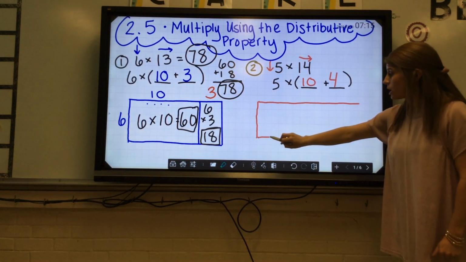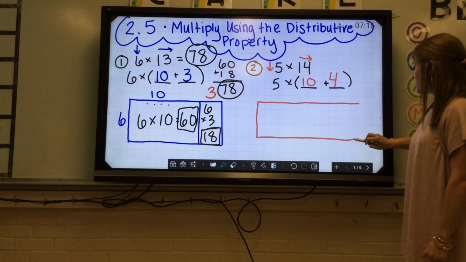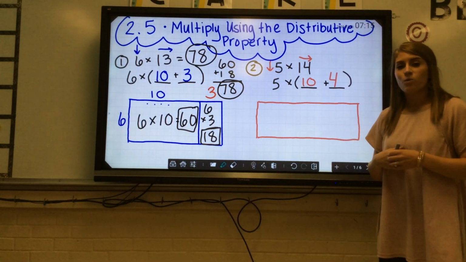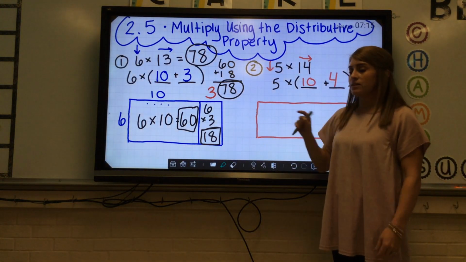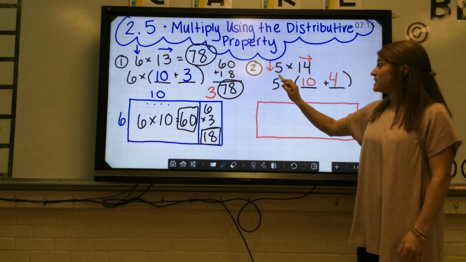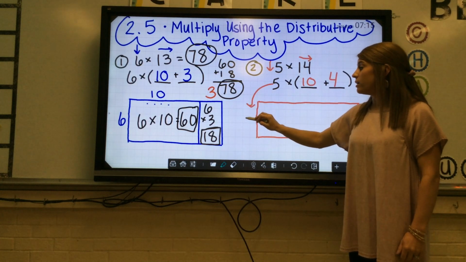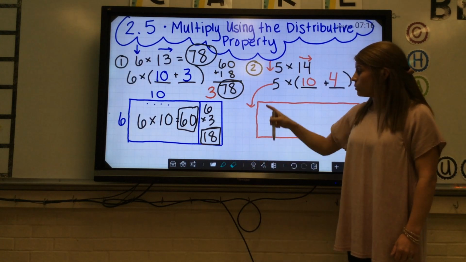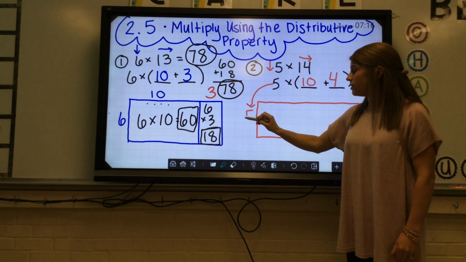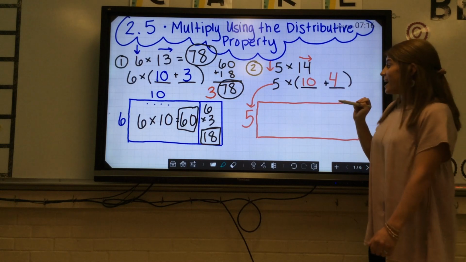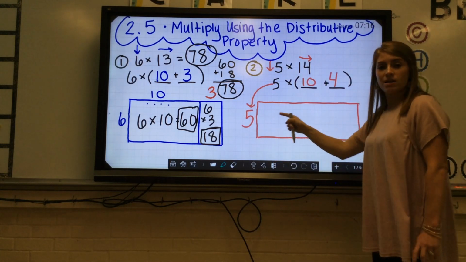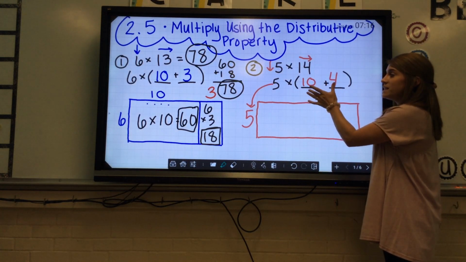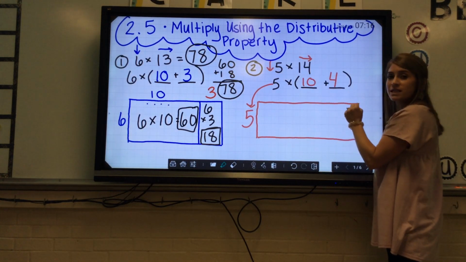And again, I'm just going to make sure I extend that bottom line so that it matches that side line. Very good. Okay, what number has to go right here on this side? Right, this 5 has to go here because that's how many I've got going down that side, right? 1, 2, 3, 4, 5. Okay? And then, how am I going to break this middle part up? Right, I'm going to break it up using the 10 and the 4 that I broke that 14 up into.